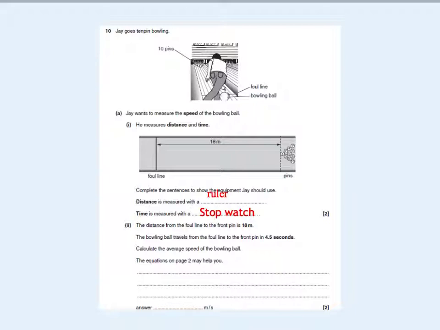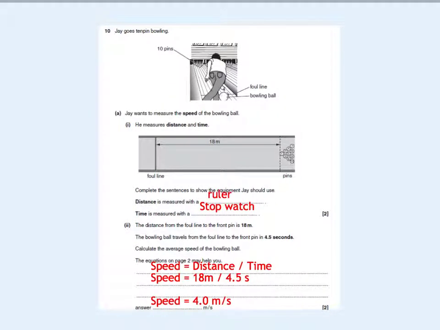Now, in order to calculate the speed, this is very easy. We know the calculation. It's distance divided by time. So there's the distance, 18 metres, and there's the time, 4.5 seconds. So you do distance divided by time, gives you this answer.